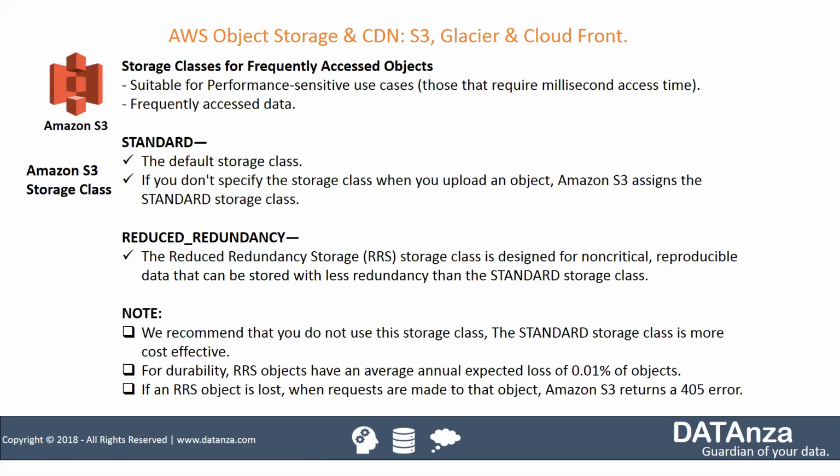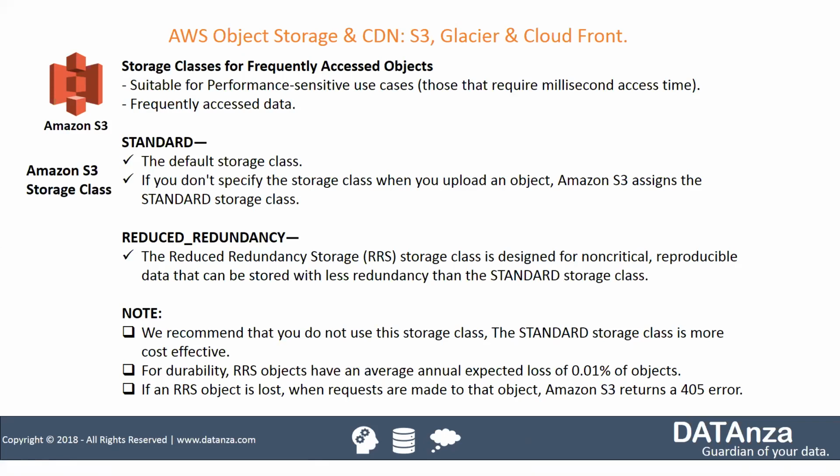Now, the second point is durability. The RRS objects have an average annual expected loss of 0.01% of objects. So there is a chance that this reduced redundancy storage is going to have some loss of data. If an object is lost in this storage class, when requests are made to that object, Amazon S3 returns a 405 error. So it is going to say, sorry boss, that picture is not available, if you are storing it in reduced redundancy. Basically, a small loss is expected in reduced redundancy, and in the standard storage class there is no loss.